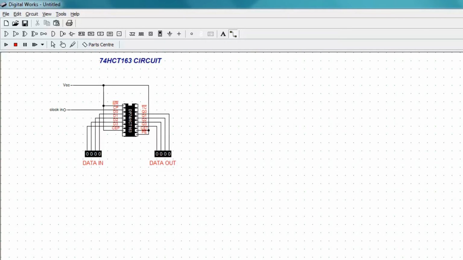But I want to make sure this counter counts from 6 to 8, and you'll see why in a little bit. To get this counter to start at 6, I'm going to use the parallel load functionality to load in a 6. That means I'll set the data inputs to a 6, which are pins 3, 4, 5, and 6. I want them to be 0, 1, 1, 0 respectively, which is ground, 5 volts, 5 volts, and ground respectively.